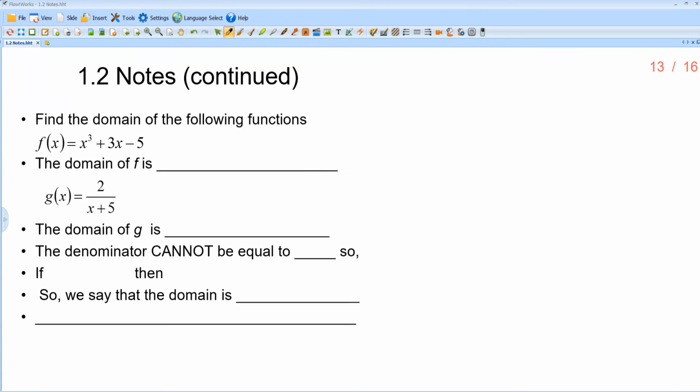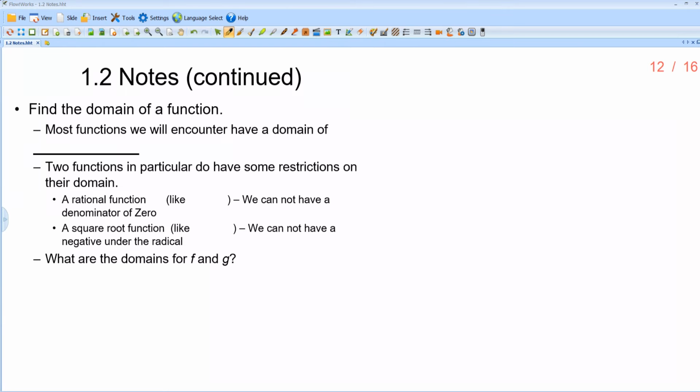I skipped a little bit too far. So, find the domain of a function. We're on the 12th slide here. Now, domain is one of the things that we use all the time throughout the whole school year. And sometimes it just shows up in one problem in a chapter, but in a really cruel way. So we always need to keep in mind the domain of whatever we're working with.